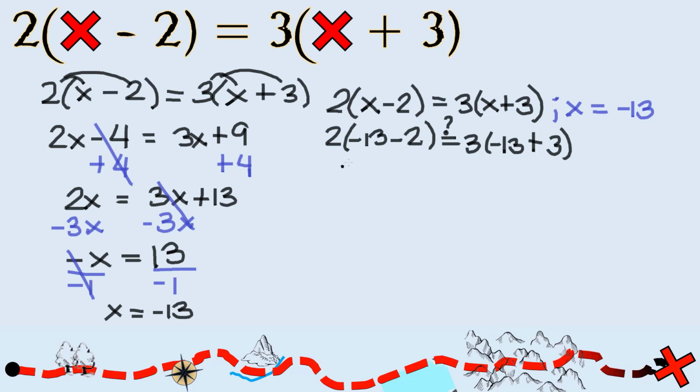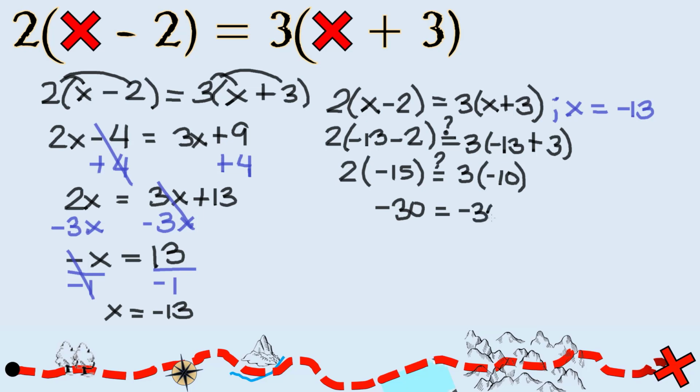So by PEMDAS, you will have here 2 times, that's negative 15. You need to review as well your operations on integers. The other side, still question mark, you have 3 times negative 13 plus 3 is negative 10. And the final step, 2 times negative 15 is negative 30. The other side is also 3 times negative 10, which is negative 30.